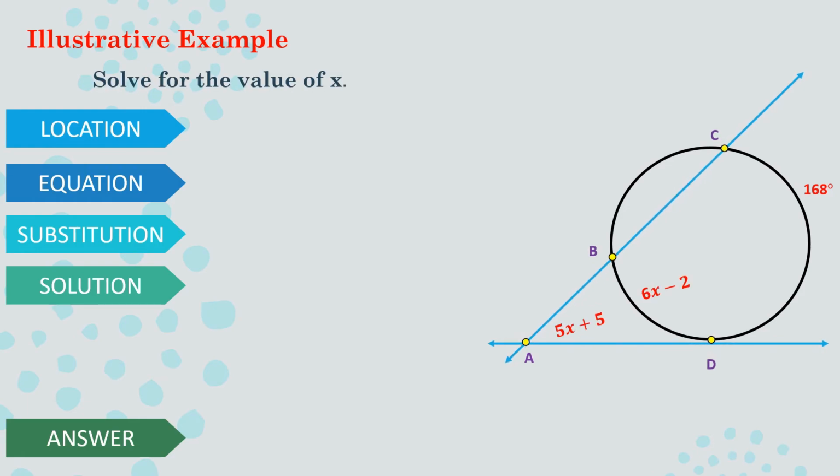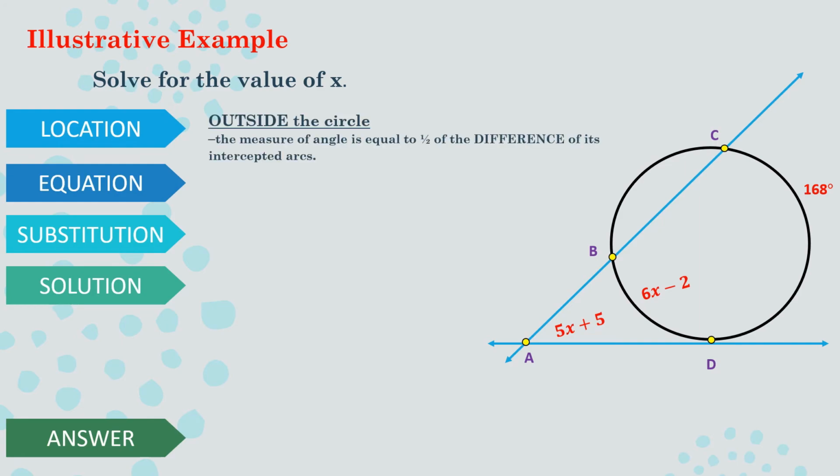Okay, so let's have the last one. So in our figure, solve for the value of x. So first step, determine the location of the given angle, which is angle CAT, and it is an angle formed outside the circle. So the measure is equal to 1 half of the difference of the intercepted arcs. After this, we're going to formulate an equation. So our equation will become measure of angle CAD, which is our given angle, is equal to 1/2 of measure of arc DC minus measure of arc BD, which are the intercepted arcs.